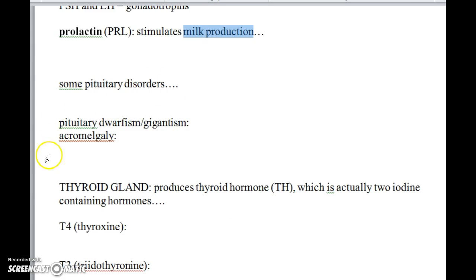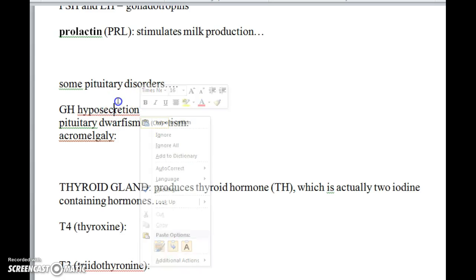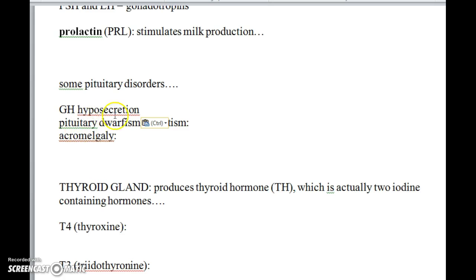All right, some pituitary disorders that all involve, well, you can probably just tell from looking at the names here, growth hormone. So up here where it says pituitary dwarfism, it's kind of a non-PC sort of term now, but pituitary dwarfism is growth hormone hyposecretion. So not enough growth hormone in kids. Those growth plates don't work so well, and kids are going to be pretty small in stature.